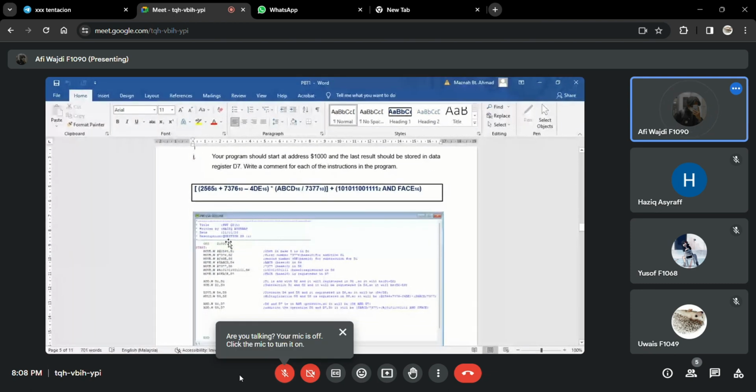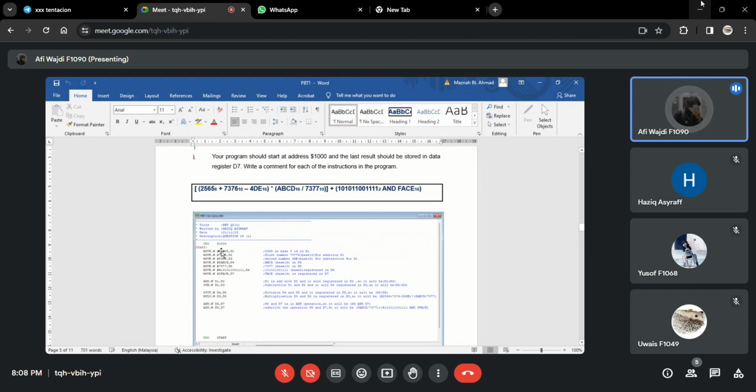we will start with origin $1000. Start with move W octal 2565 to D1, which means 2565 in base 8 is in D1. Second is move W 7376 to D2, which is the first number 7376, base 10, for addition with D1.